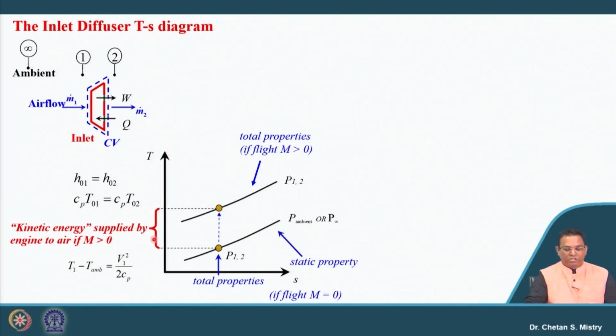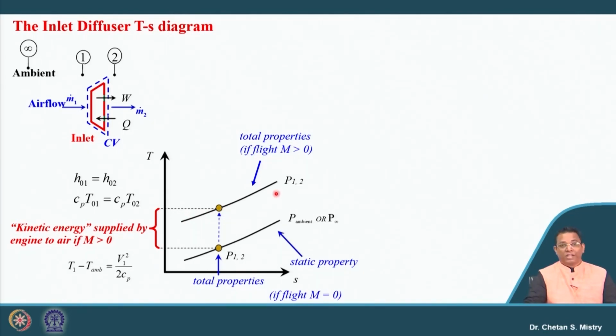Now, let us try to understand in this scenario. Suppose this represents my TS diagram. On this TS diagram, I can say this represents my free stream condition. Suppose there is no flow, my M infinity is 0, so I can take this same property as a total property. But suppose I am supplying kinetic energy to the engine, meaning my engine is in flying condition, my Mach number comes into the picture and is more than 0. So this represents my velocity component. If that is the case, I will have the property that is defined as a total property.